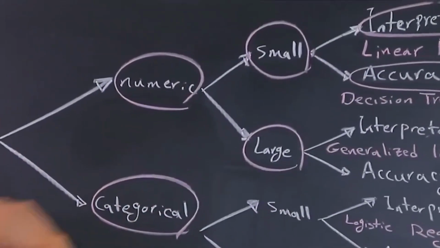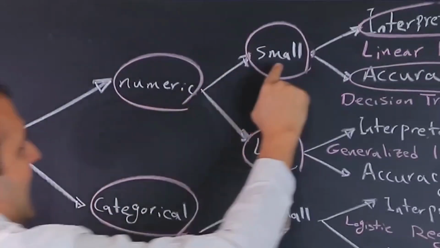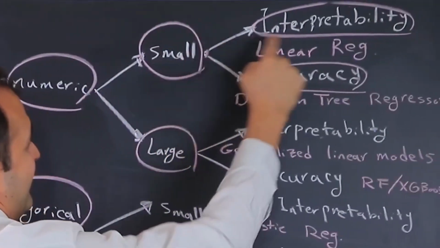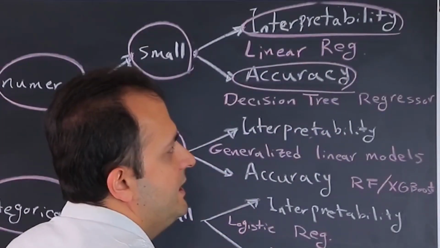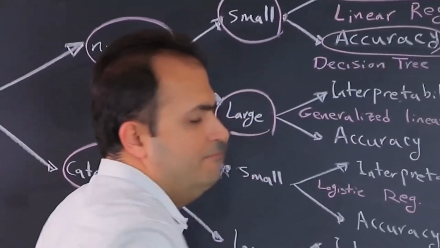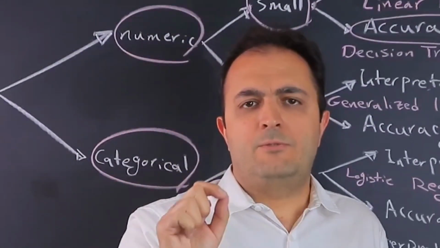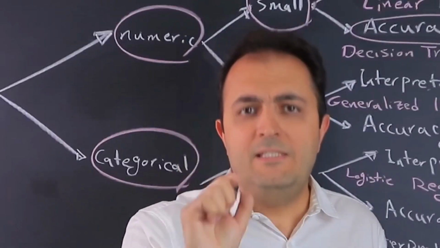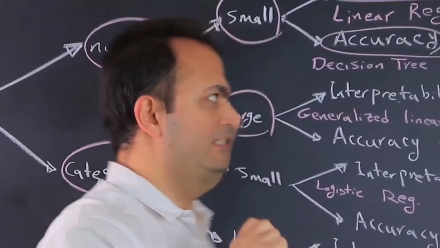The first case: if our data and our prediction are both numeric, our data set is small, and interpretation is important to us, the method we use is linear regression. Like what? Like predicting employees' income based on their experience and education. It's important for us to understand the interpretation because we're talking about employees' income.